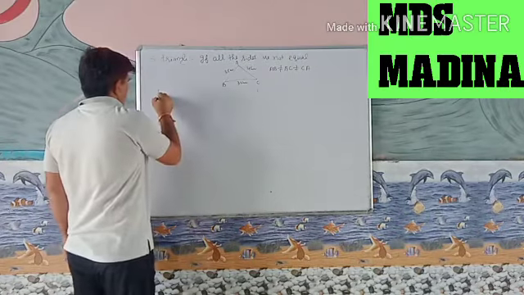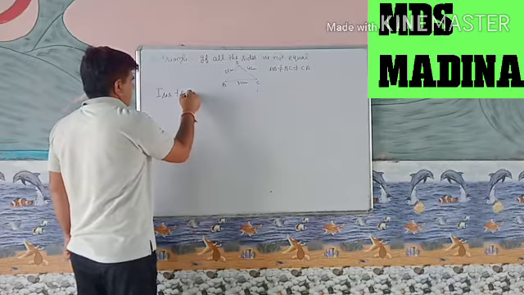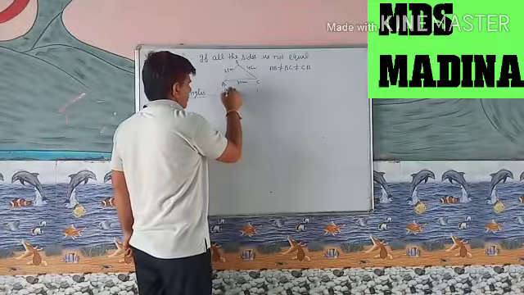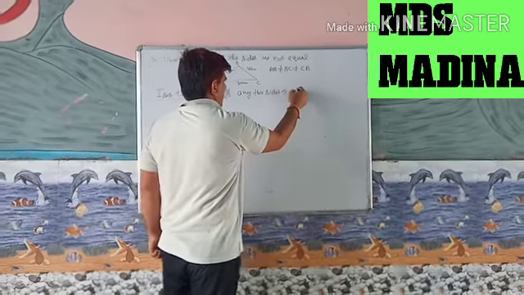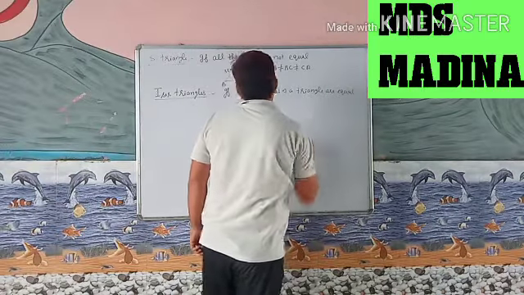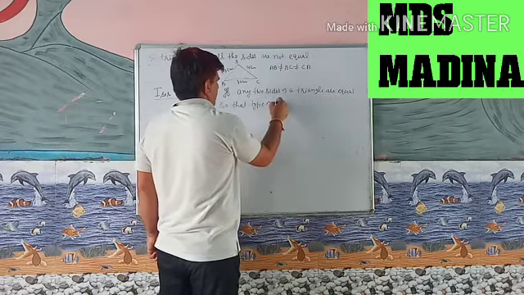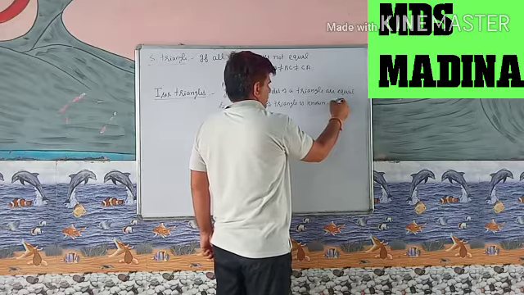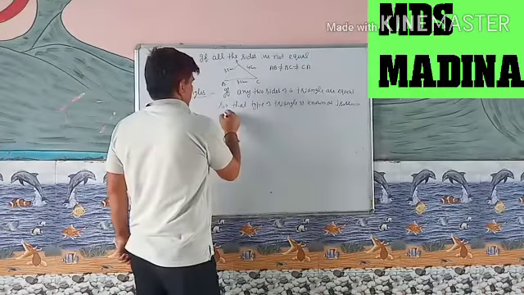Then, isosceles triangle. Isosceles meaning if any two sides of a triangle are equal, so that type of triangle is known as isosceles. Isosceles triangle.